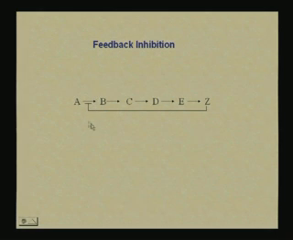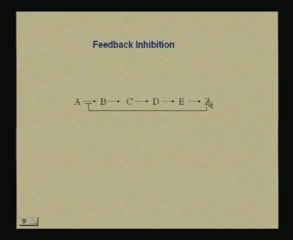Let me repeat that. We have a particular series of enzymatic steps here. The series of enzymatic steps, say, goes from A to B to C to D and so on and so forth. And finally, say it has these 1, 2, 3, 4, 5 steps. In the fifth step, Z is formed. Okay?